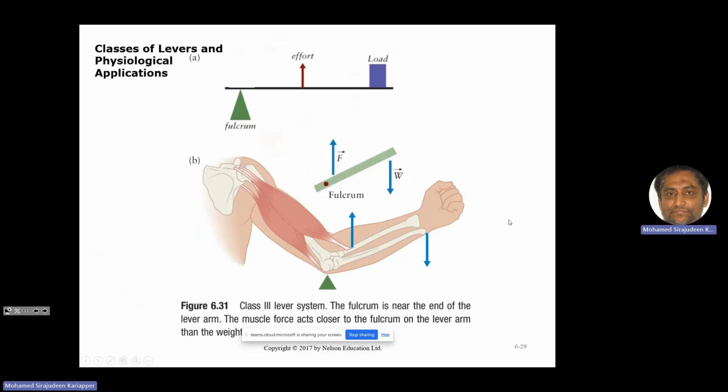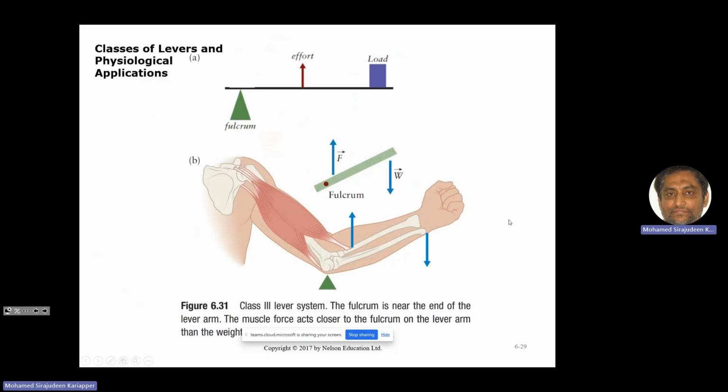Okay. Number 3, this is class 3. Who is in the middle? Effort is in the middle. So there are going to be 3 of them, right? Because there are 3 things: effort, fulcrum, load. When the fulcrum is in the middle, class 1. When the load is in the middle, class 2. And when the effort is in the middle, class 3.